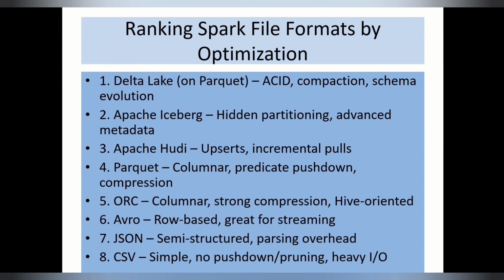JSON file format, as you know, is a semi-structured file format with parsing overhead. The simple file format we get is CSV, but it is unable to do predicate pushdown or partition pruning, and it is also IO heavy. That means it will take time to read and write the file.